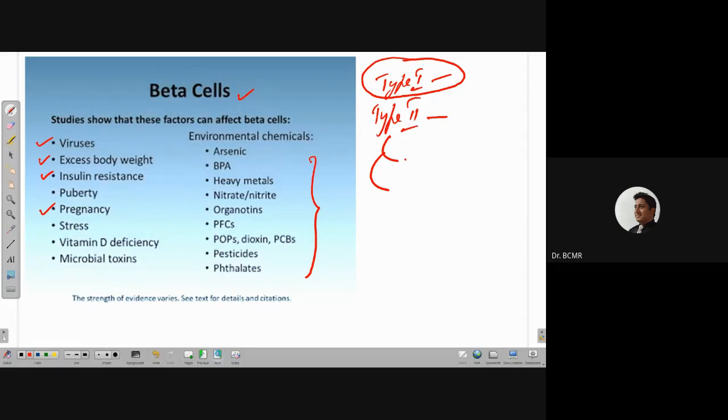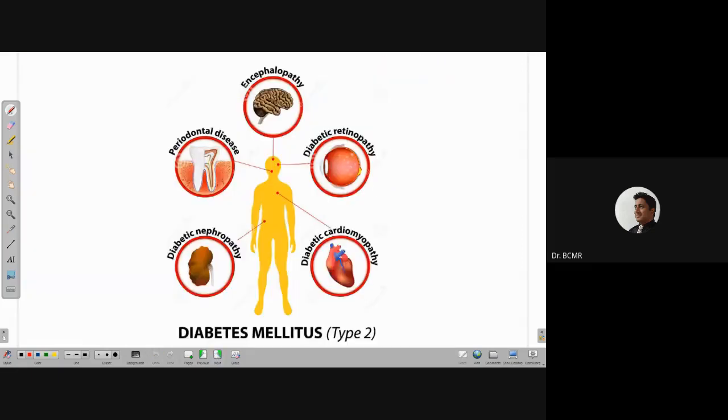We also discussed the problems with hyperglycemia, that is the high percentage of blood glucose, and it could affect many organs, resulting in diabetic nephropathy, diabetic cardiomyopathy, diabetic retinopathy, periodontal disease, and encephalopathy. So diabetes is like a slow, gradual, multi-organ failure. It is something like that.